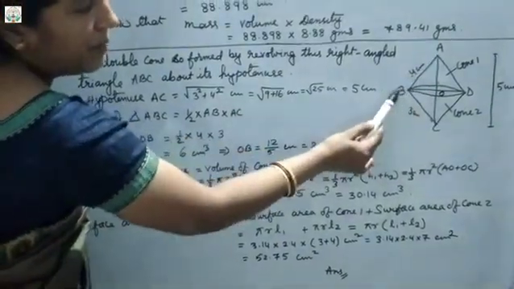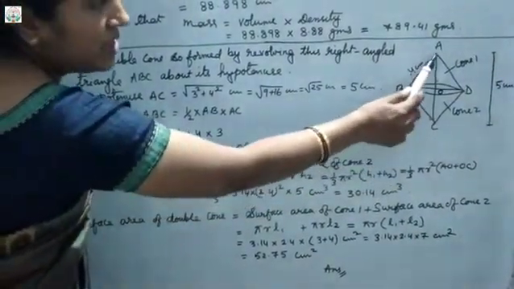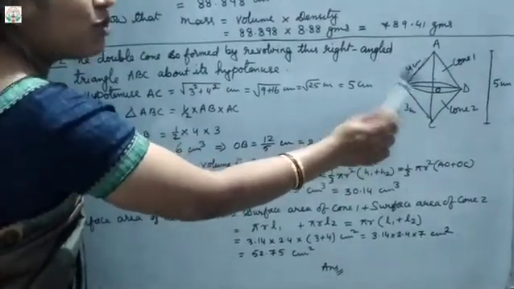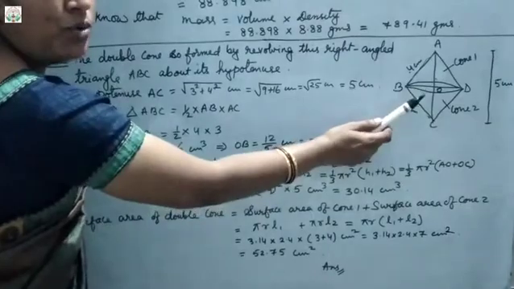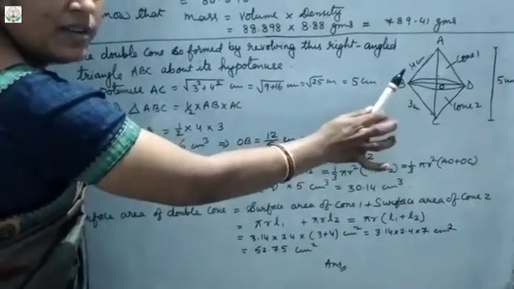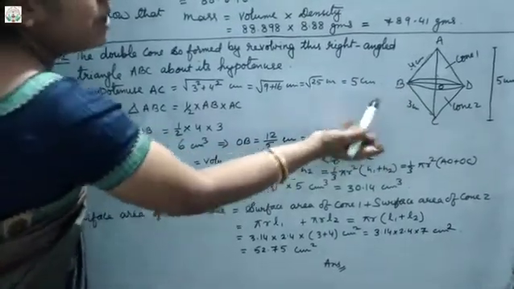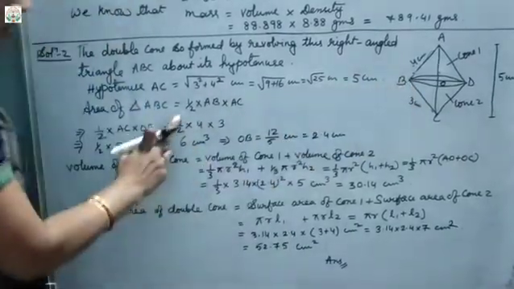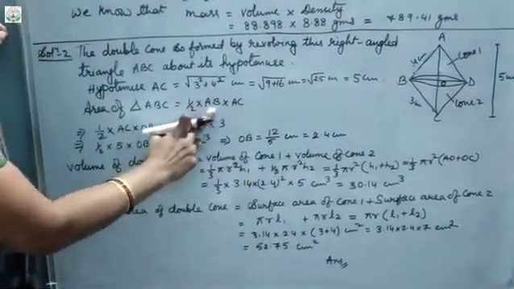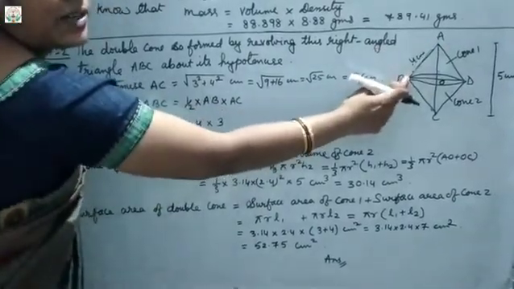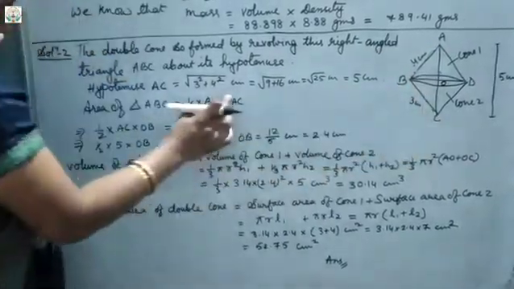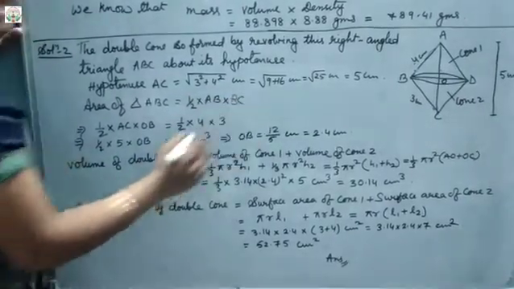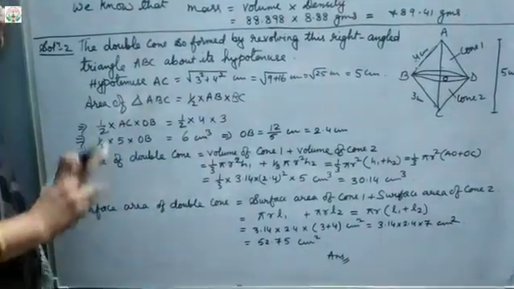After that, we know the area of triangle ABC. If this is the perpendicular, what will be the formula? Half into base into height. Is it not? That is the formula. So here this one is the perpendicular, 4. So it will be half into AB, that is height, into base, that is BC. This is BC. Okay, clear? Understood?